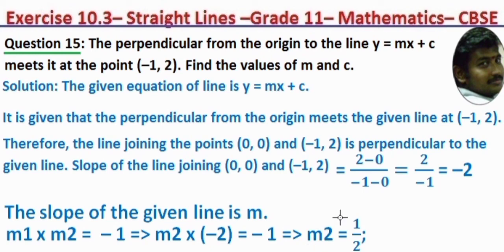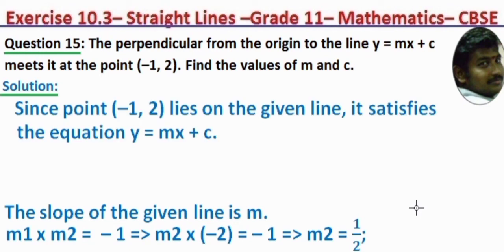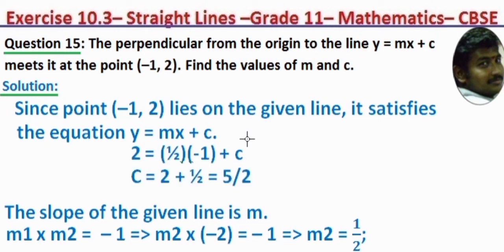Okay, two lines, right? Perpendicular, right? The slope by using the 2 points is negative 2. Then the other slope, the given line's slope, is 1 by 2. Right? When you apply in the equation y equal to mx plus c, the point is minus 1 comma 2 and the slope is 1 by 2. The given point on the line satisfies the equation y equal to mx plus c. So here, in place of y we can write 2, in place of m we already found 1 by 2, then x is minus 1, then plus c.